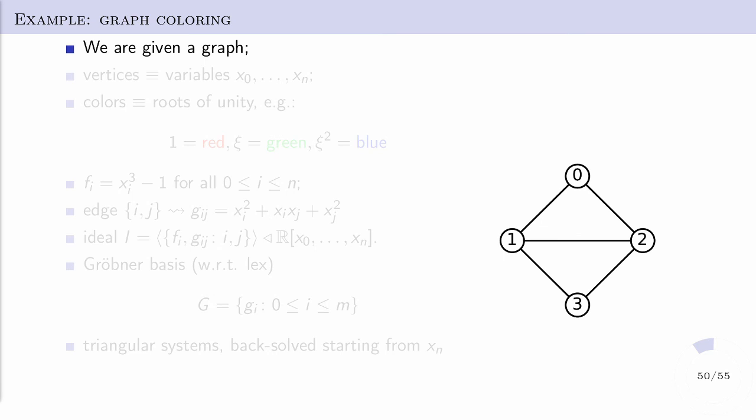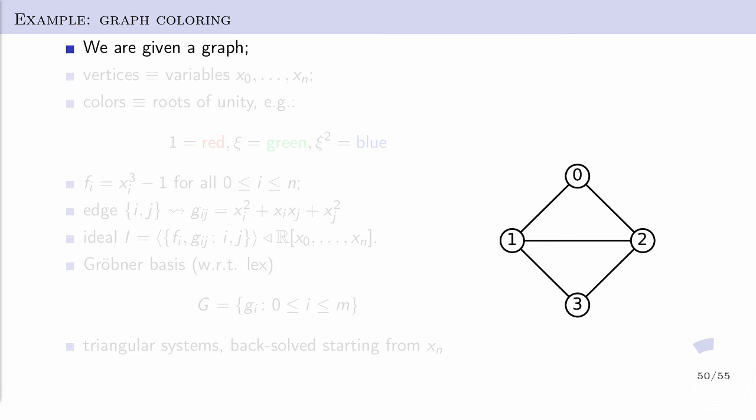So the idea of graph coloring is that we have a graph with some vertices connected by edges, and we want to assign some colors to the vertices in such a way that adjacent vertices, vertices connected by an edge, must have two distinct colors. So for example, vertex 1 must have a different color than vertices 0, 2, and 3. Likewise, vertex 2 must have a distinct color from 0, 1, and 3.